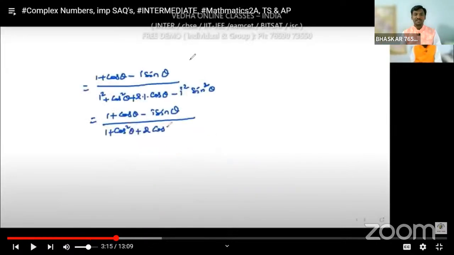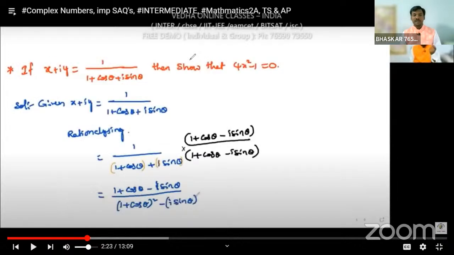After that, here we applied 1 plus cos theta whole square minus i sin theta whole square. 1 plus cos theta whole square is nothing but (a plus b) whole square, so we apply a square plus b square plus 2ab, and minus i square sin square theta.